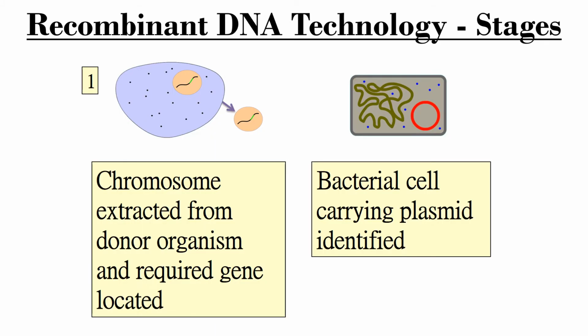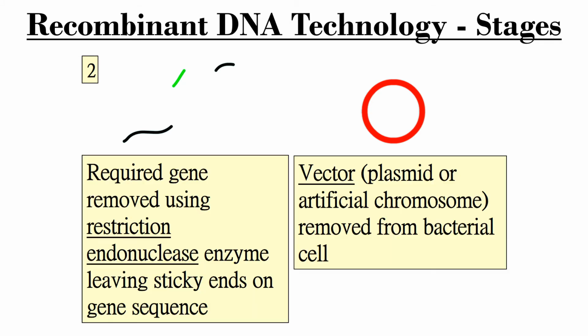So the stages you should have, this is the first one. The chromosome is extracted from the donor organism, may well be human, and the required gene located. Meanwhile, the bacterial cell carrying the plasmid is identified. Number 2, the required gene is removed using restriction endonuclease enzyme, and that leaves sticky ends on the gene sequence. And you've also got your vector, so that would be a plasmid if it's coming from bacteria, or potentially an artificial chromosome.